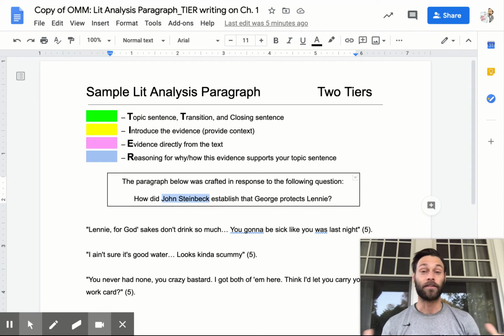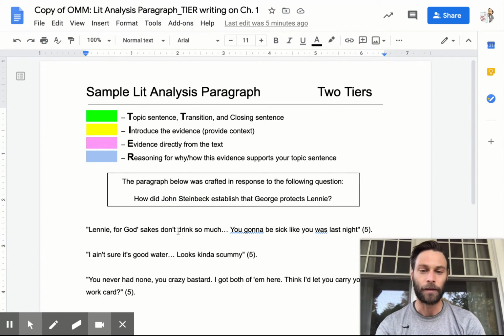Why? Because 2 equals a pattern. Pattern equals intent, meaning John Steinbeck did something intentionally. If it only happens once, it may have been, I don't want to say an accident, but that's not a big enough thing where we can say he did this intentionally. But if we can say, well, look, he did it here and also here, and don't forget about this moment, all of a sudden we can show patterns. Pattern equals intent. So I found these 3 that I thought really captured George protecting Lenny.